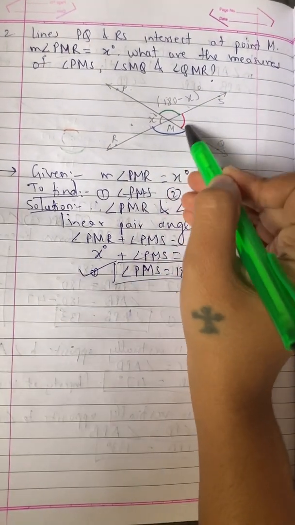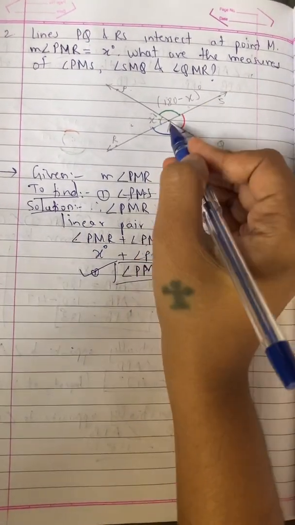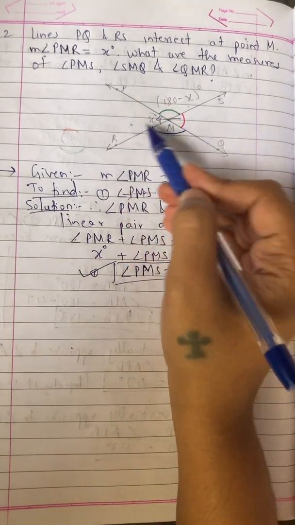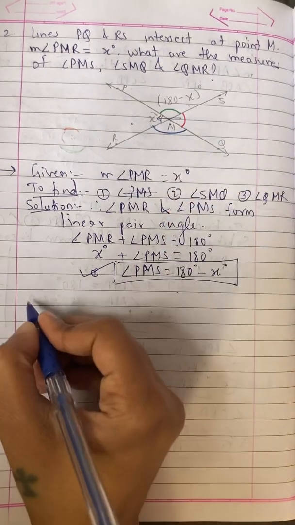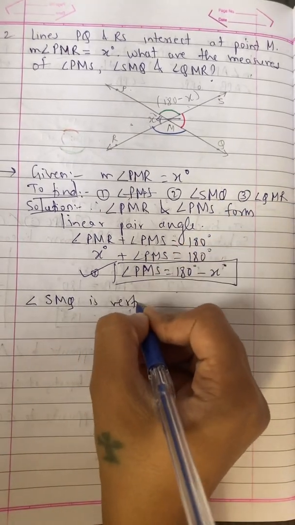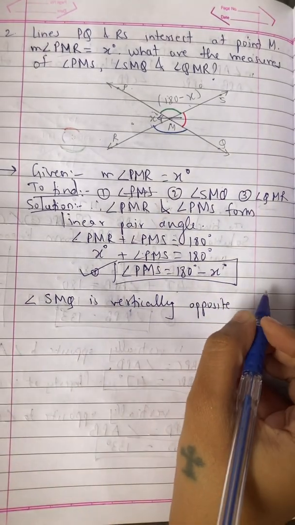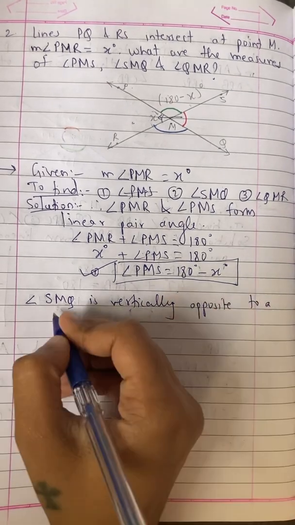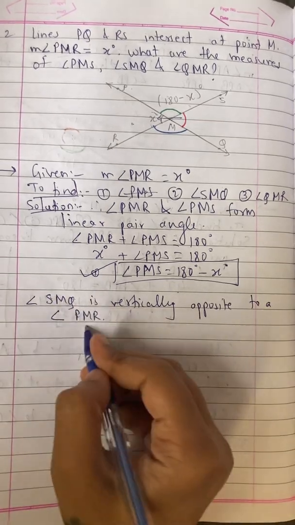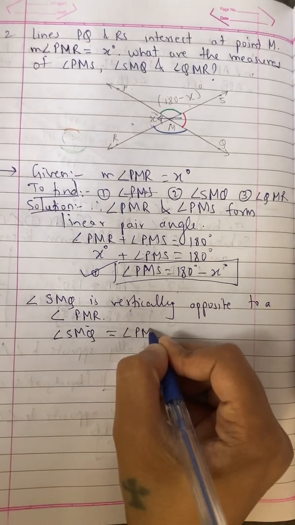Now we have to find out SMQ. पिंक कलर में जो हाईलाइट किया वो फाइंड आउट करना है. So how we'll get SMQ? Definitely vertically opposite angle. SMQ के vertically opposite angle कौन सा है? This PMR. So whatever is going to be PMR, same is going to be SMQ. So write down SMQ. ये जो भी फाइंड आउट करना है is vertically opposite to angle PMR. So both are going to be equal. Vertically opposite angles are always equal. So SMQ is equal to angle PMR.